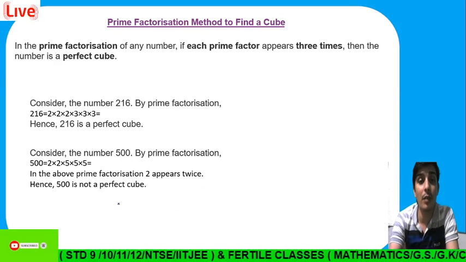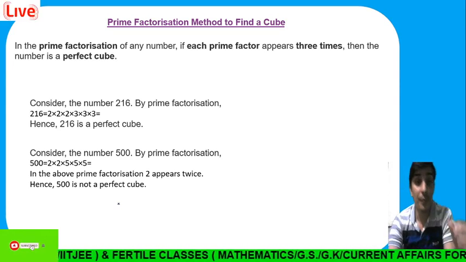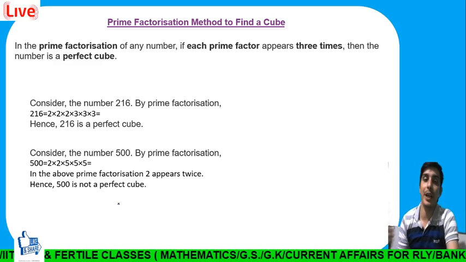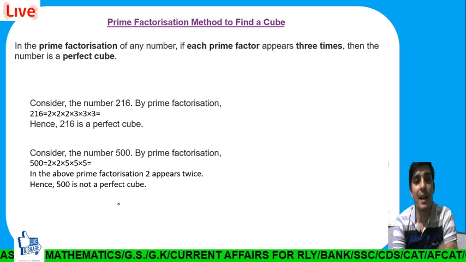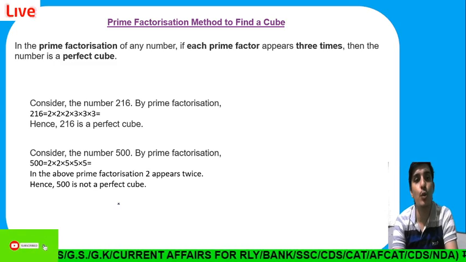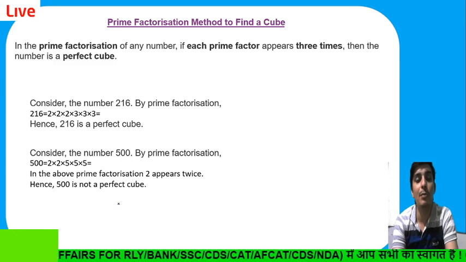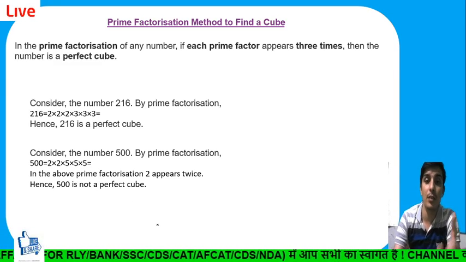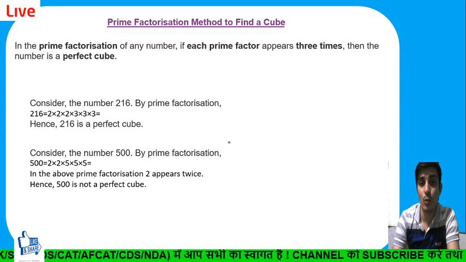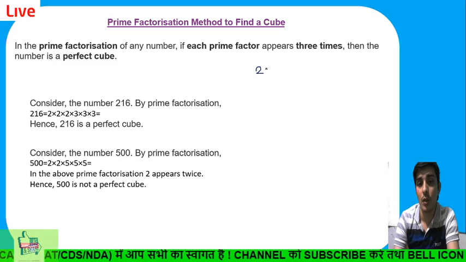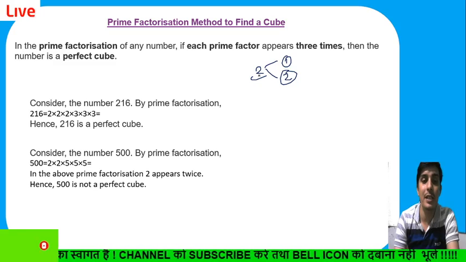Now the next pattern I am going to discuss is the prime factorization method to find a cube. This is very simple. Before understanding prime factorization, you must know what a prime number is. A prime number is a number which is divisible by only two different numbers, that is, only two factors. Just like 2: 2 is divisible by 1 and 2, so it has only two factors, so it is a prime number.